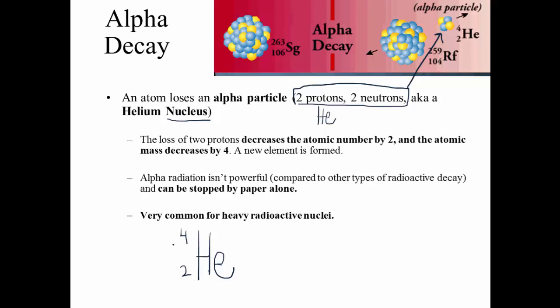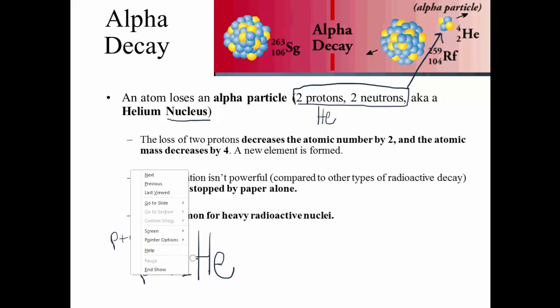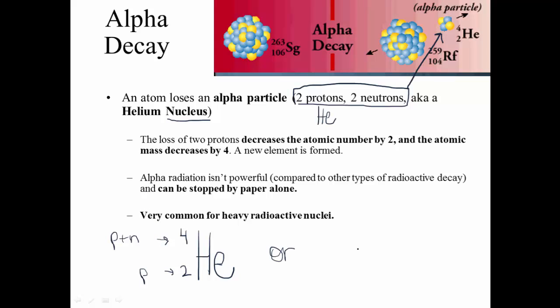Now, it's been a while since we did this, okay? But that top number there is the protons plus the neutrons, and the bottom number is just the protons, okay? So 4 and 2, 4 means 2 protons, 2 neutrons. The 2 on bottom means just the 2 protons. Another equivalent symbol that we sometimes use for alpha particle is the alpha symbol with that same 4 and 2.